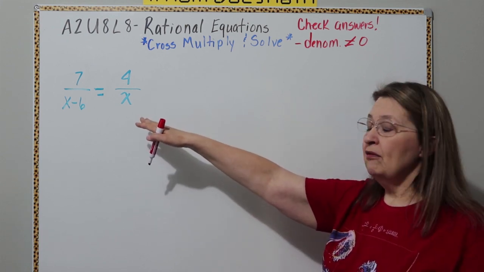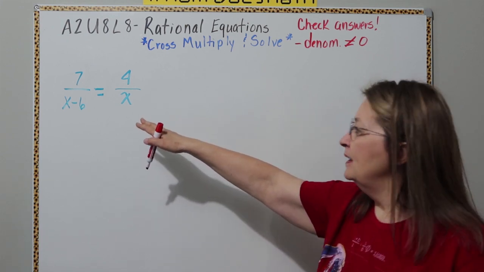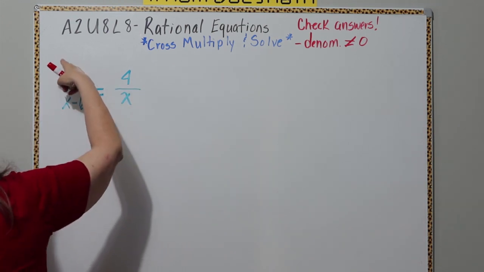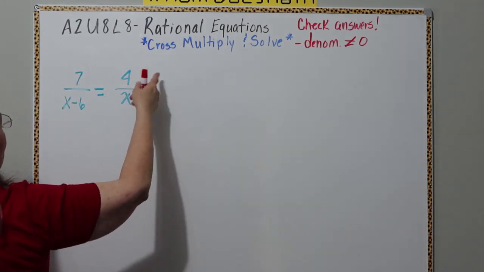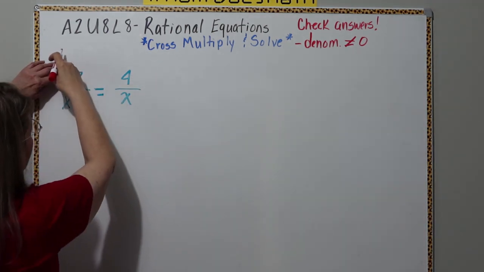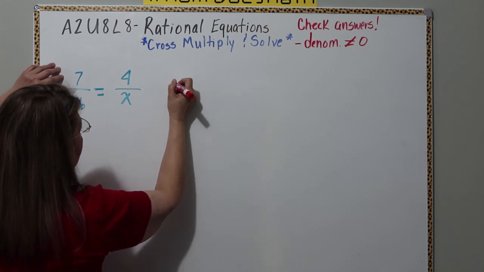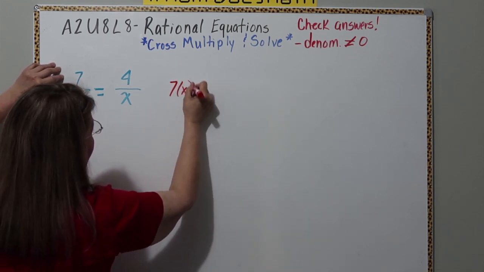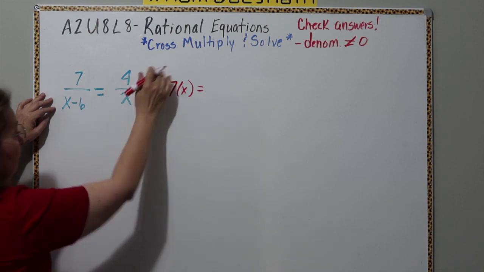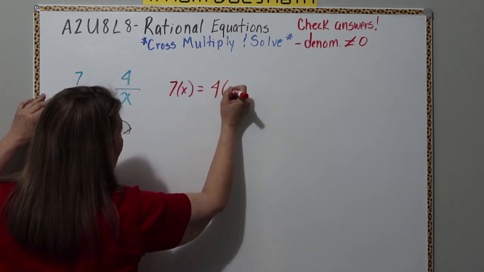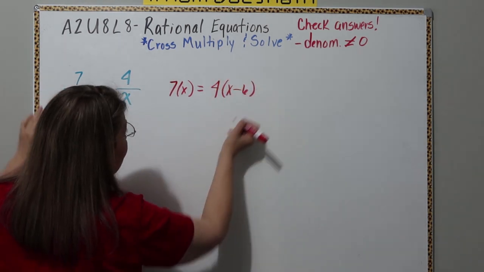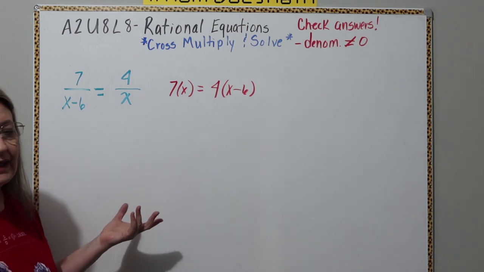We're going to take this problem and cross multiply. It doesn't matter whether you go left to right or right to left, as long as you do top to bottom. So that's going to give us 7x equals bottom to top, 4 times x minus 6. And that's the cross multiplying.